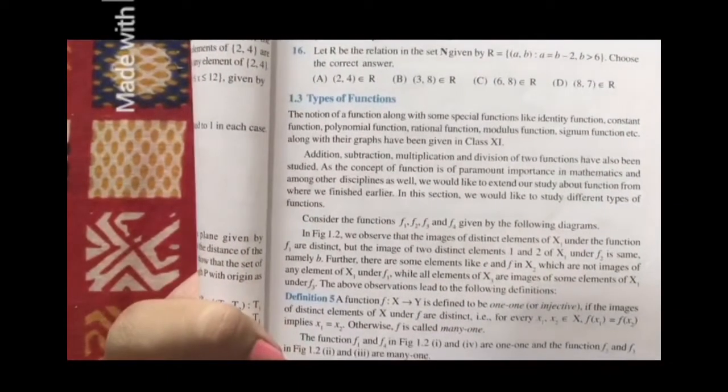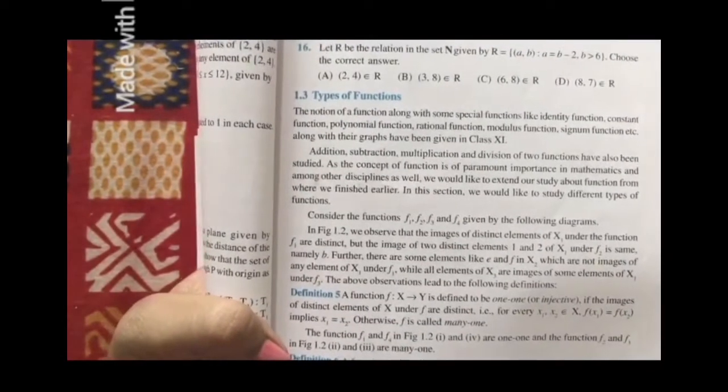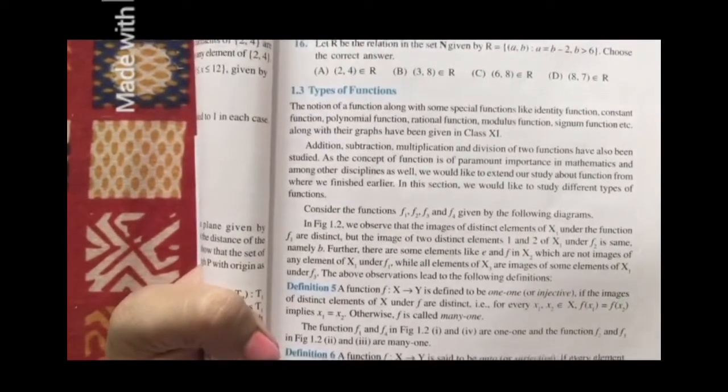So let's start to understand the definition. A function f from X to Y is defined to be 1-1. Okay, so here a 1-1 function has come. A function f from X to Y is defined to be 1-1 if the images of distinct elements of X under f are distinct. That is, for every x1, x2 belonging to capital X, f(x1) = f(x2) implies x1 = x2. Otherwise, f is called many-one.